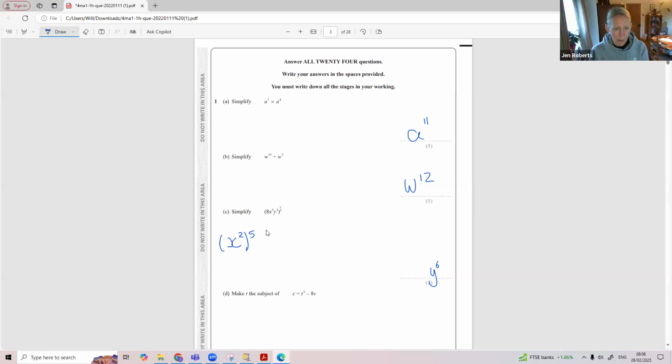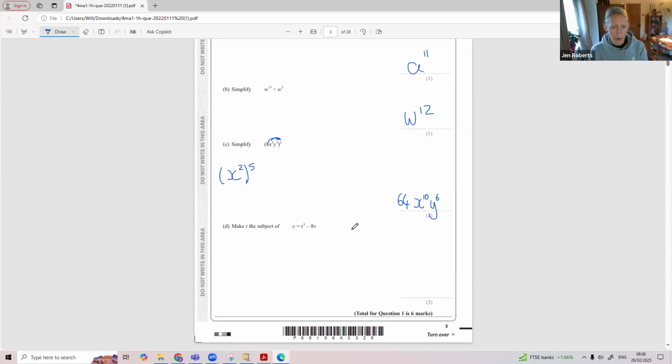We need to square everything in this bracket. So x to the power 5 squared, 5 times 2 is 10, would be x to the power 10. And don't forget to square your 8 as well. You've got to square everything in your brackets. 8 squared is 64. So the answer is 64 x to the power 10 y to the power 6.